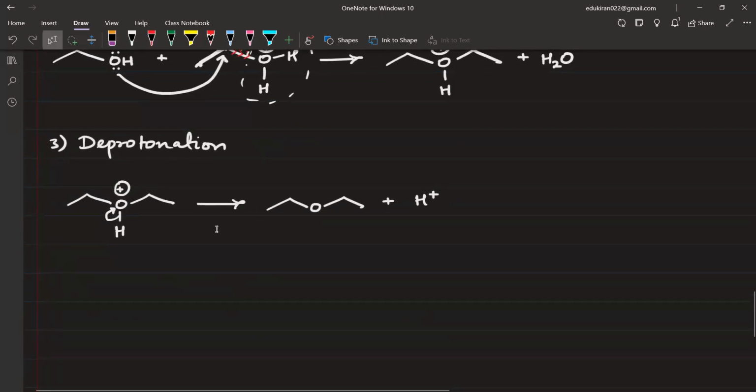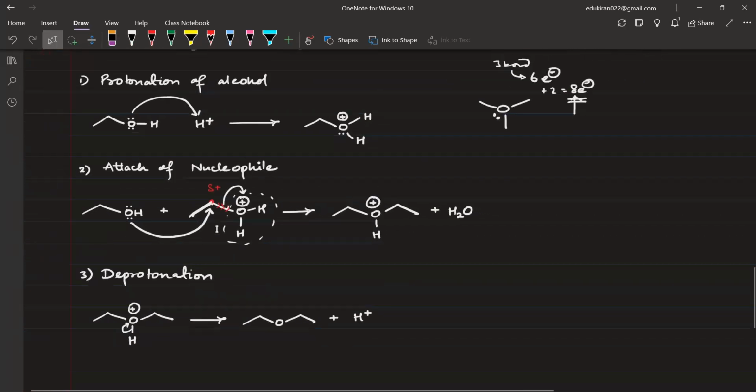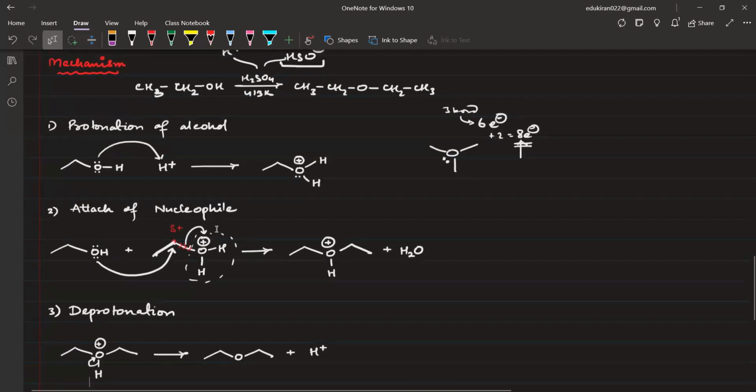So this is what has been given by NCERT to you guys, and this is what you have to write. There is one confusion that can happen after the class is done, but I have cleared that also: that oxygen, even though it has a positive charge, it is not electron deficient. 8 electrons are already there. You don't need to add more electrons here.